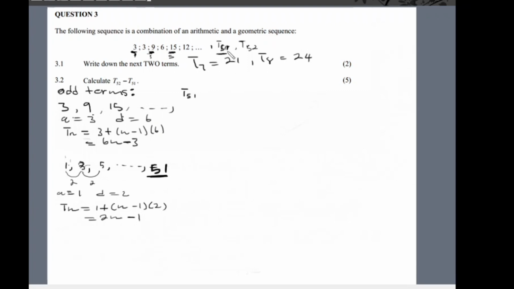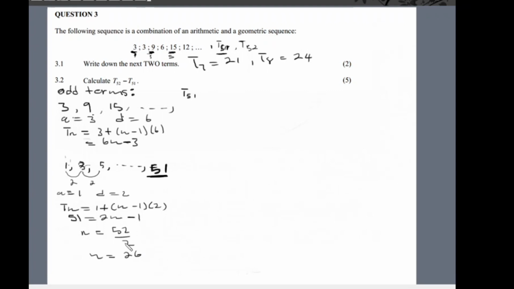We know that it's term 51 in the original sequence. So I want to find out what term number term 51 of the original sequence is in the arithmetic sequence. So here I will substitute 51 there, and then solve for n. You will find that n is equal to 52 over 2. So n is equal to 26. So in the original sequence, term 51 is term number 26 in the arithmetic sequence, right?